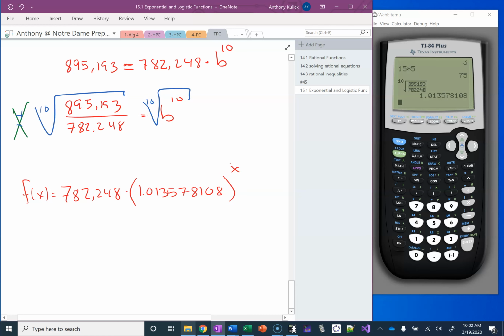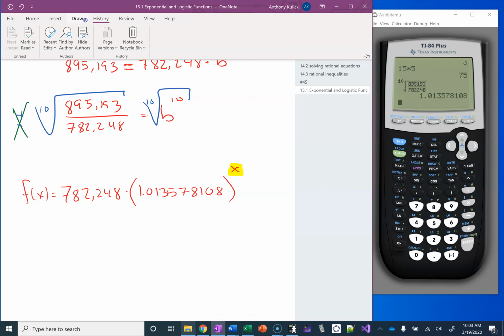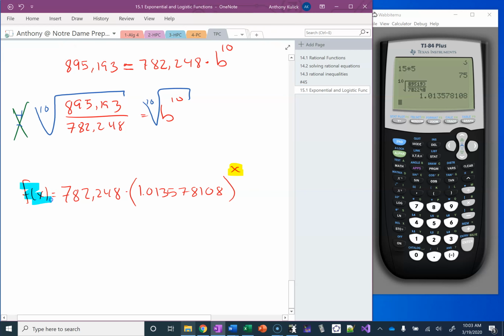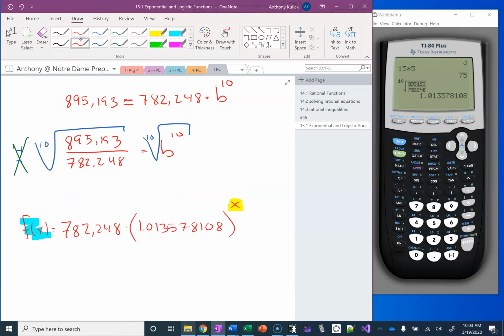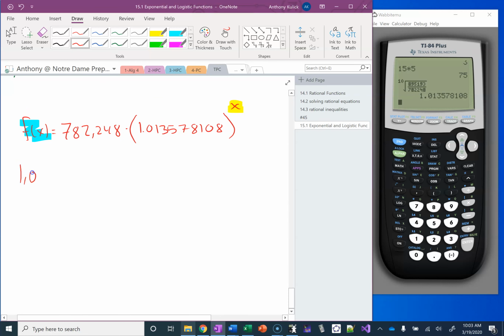Okay. So what I want to do is find the value for x when the population is 1 million. So initially, you would think, okay, well, we'll just plug in 1 million for f of x, and then solve for x.